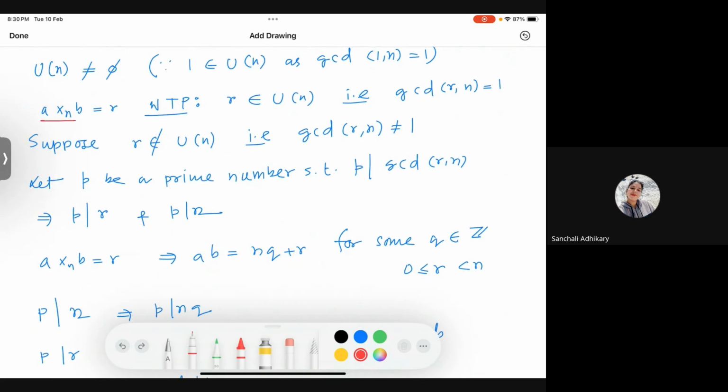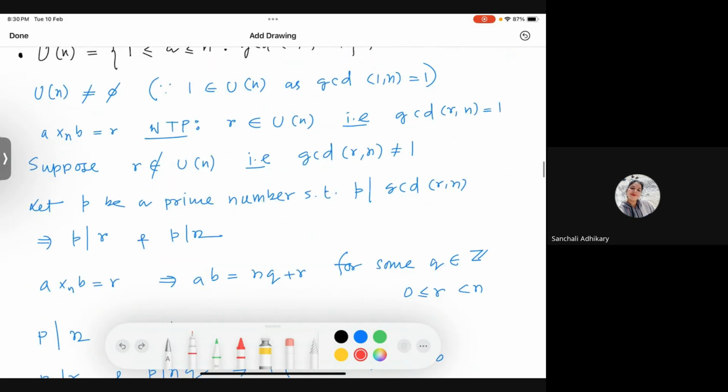See, if A multiplication modulo B is equal to R, then I want to prove this R belongs to U_N. It means the GCD of R comma N is equal to 1.